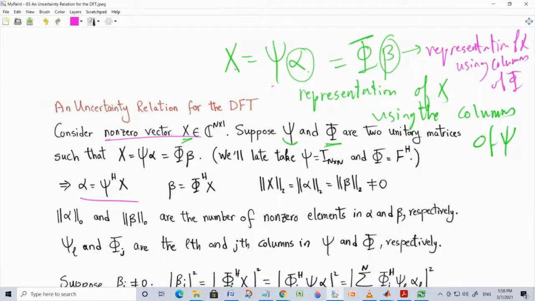The all-zero vector is the all-zero vector in all representations, so it's an exception. But we are talking about a non-trivial signal here. We will denote the number of non-zero elements using this notation, and you studied this notation in one homework problem, and we know that the L0 norm is not really a norm, okay? But we write it as if it is a norm.